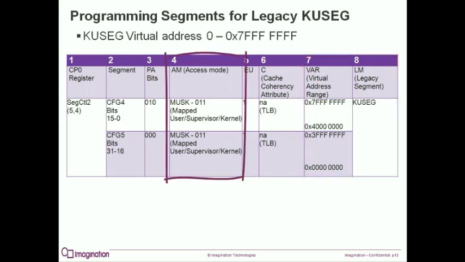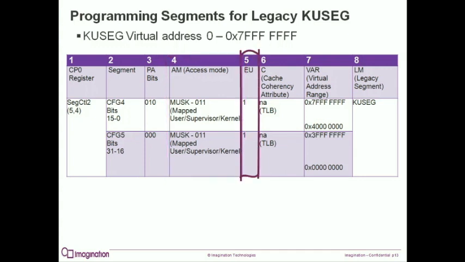The access mode is 011, or mapped user, supervisor, and kernel, which means it will be accessible through the TLB in all modes for non-error conditions. The error condition field EU is set to 1 to indicate that these segments will become unmapped and uncached when the CPU is in error state. The translation in this state is configured by the PA bits.